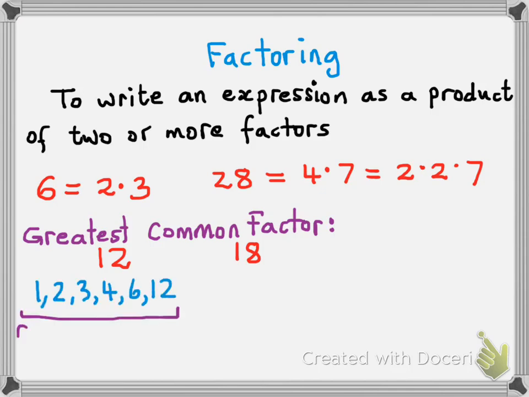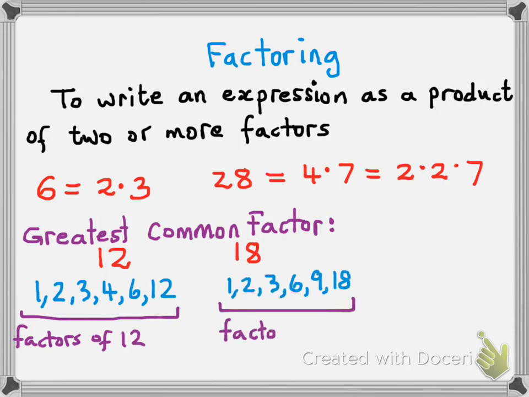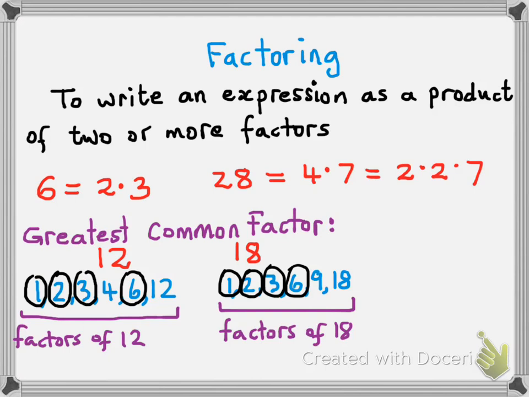So what are the factors of 12? Well, they are listed as shown: 1, 2, 3, 4, 6, and 12. The factors of 18 are 1, 2, 3, 6, 9, and 18. What are the common factors here? You can see that the common factors are 1, 2, 3, and 6, and the biggest one is 6. Therefore, we will say that the greatest common factor of 12 and 18 is 6.